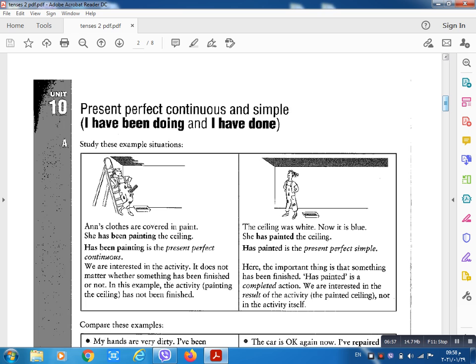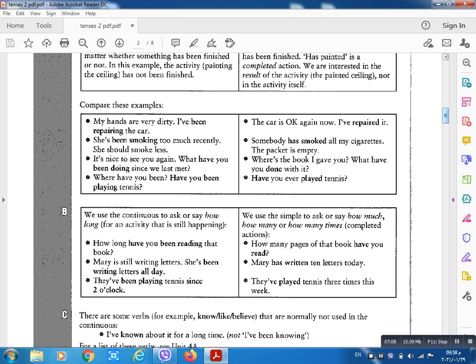We are interested in the result of the activity, not the activity itself. This is very important. See? Some more points to compare. For example, with the present perfect continuous, we use the continuous to ask or say how long, see, for an activity that is still happening. For example, how long have you been reading that book? How long? Look, the WH question item which is used is how long.